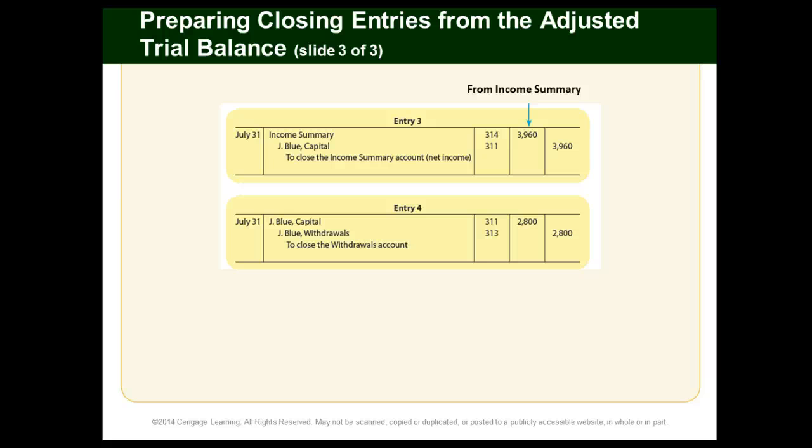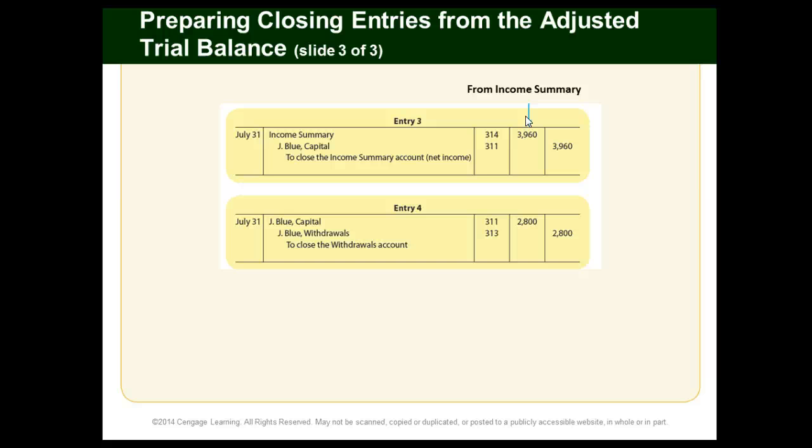And look what happens. If we debit our income summary for $39.60, we offset it with a credit to J Blue Capital for $39.60. Do you see when we make net income, we increase our capital account? This ultimately, like what we've been talking about, is playing out. As a company makes net income, it ultimately increases the capital of a company.